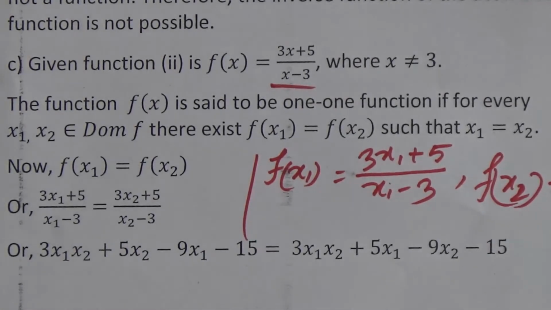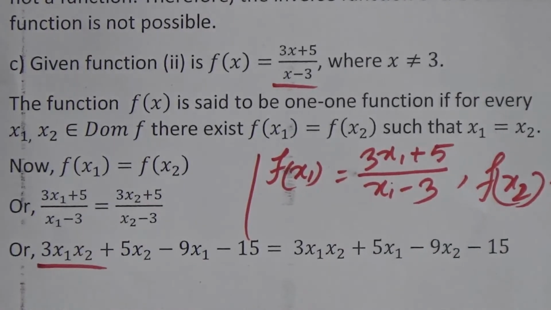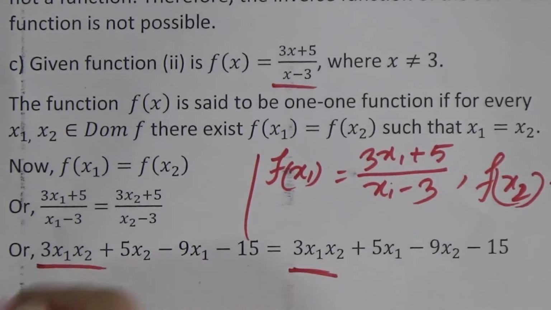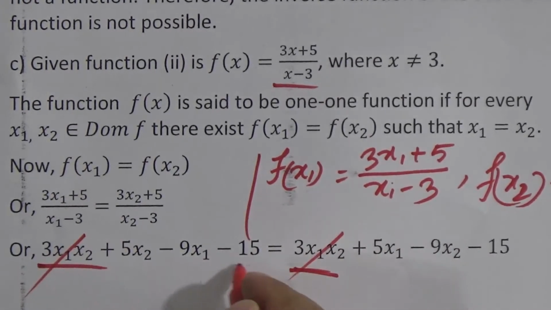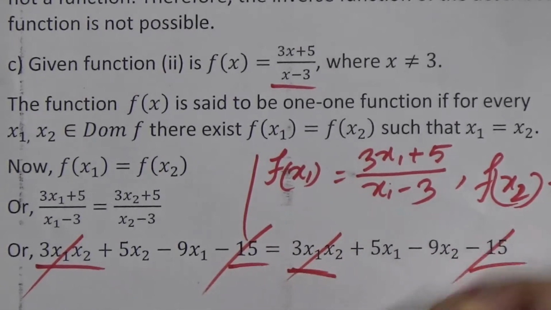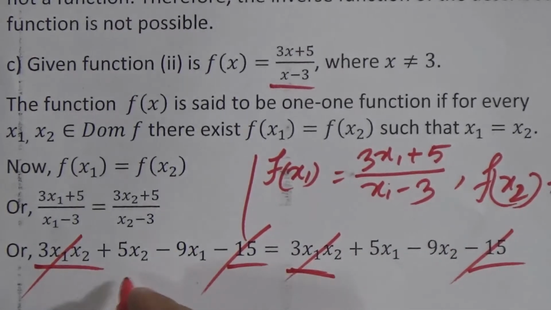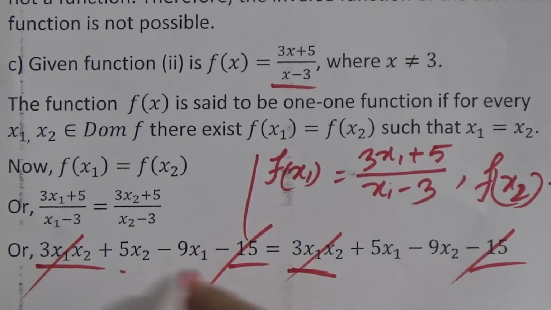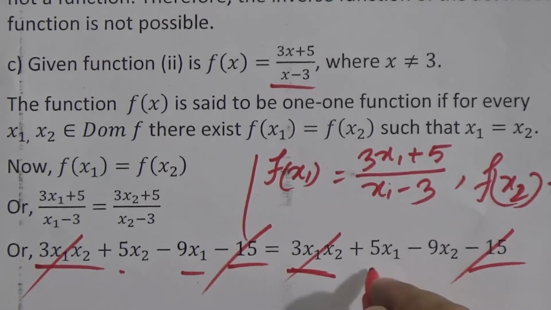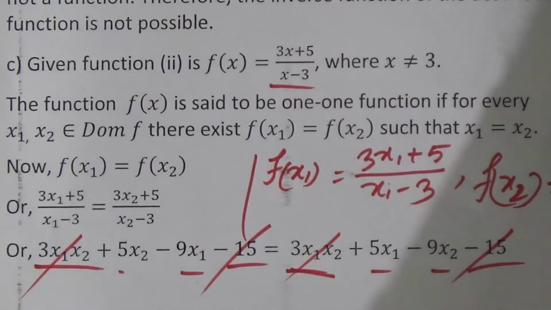Now see the left side here, this 3x1x2 and this 3x1x2 on both sides are same, we can cut these two. Here minus 15 and minus 15 are same, we can cut these two. So 5x2 minus 9x1 is equal to 5x1 minus 9x2. So we can write this.